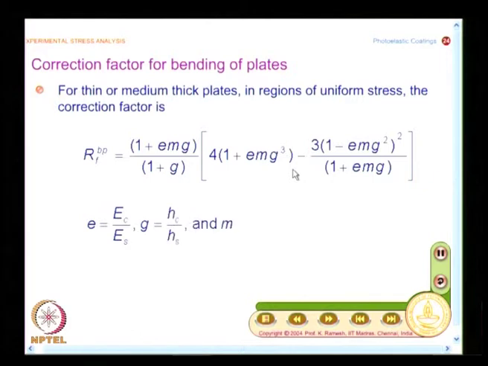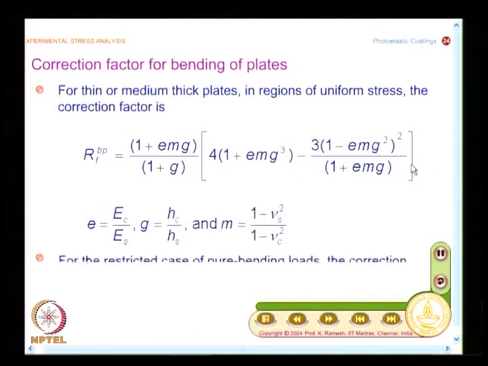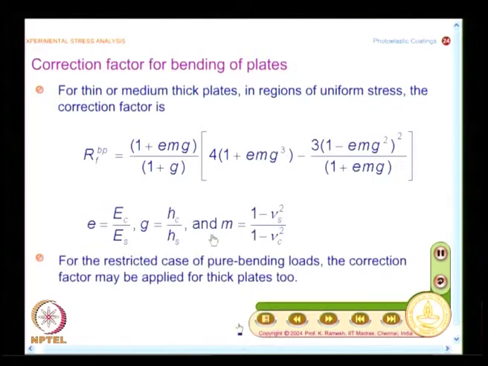and you have a very long expression for this, and we bring in one more identity m. M denotes 1 minus nu s squared divided by 1 minus nu c squared. We have already seen what is E, what is G, and now we have introduced another parameter. These are all for convenience, for writing the expression in a convenient fashion.